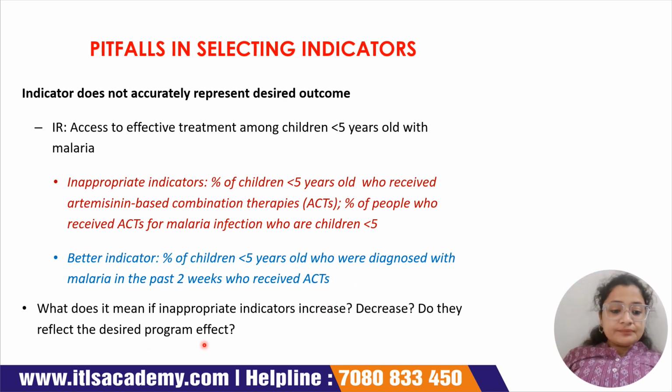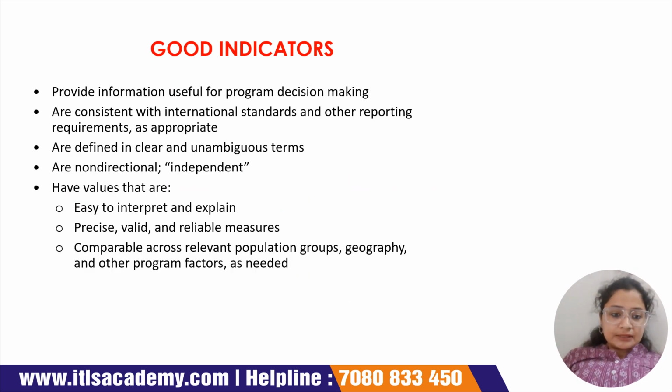What does it mean if inappropriate indicators increase or decrease? Do they reflect the desired program effect? So these are the questions that we need to consider. Now talking about good indicators. So they will provide information useful for program design decision making, and they are consistent with international standards and other reporting requirements as appropriate. And they are defined in clear and unambiguous terms. They are non-directional or independent, and they have values that are easy to interpret and explain, precise, valid, and reliable measures, comparable across relevant population groups, geography, and other program factors as needed.